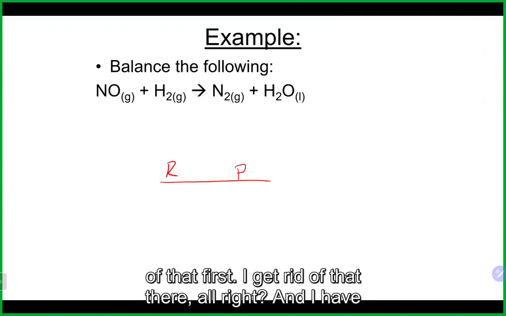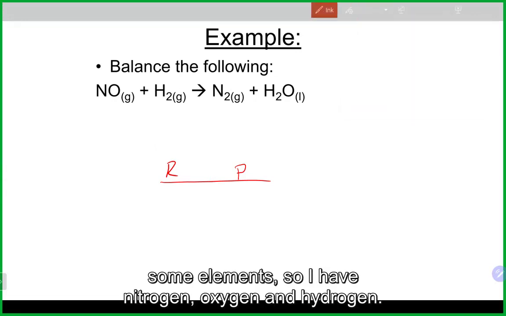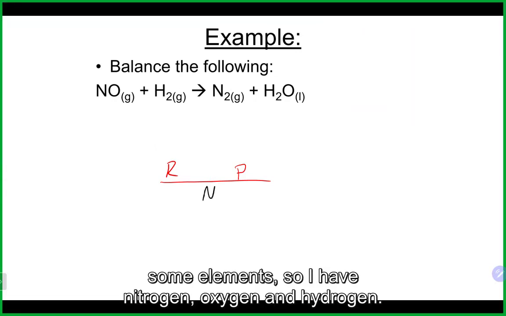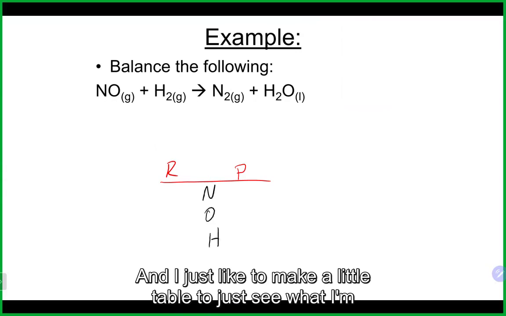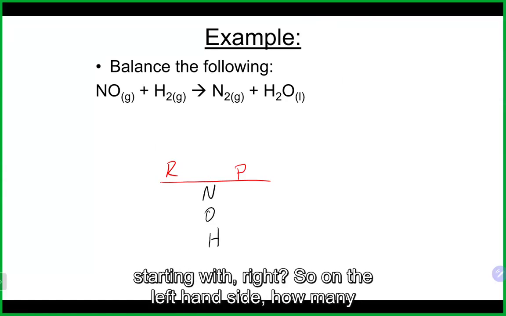Get rid of that there. All right, and I have some elements. So I have nitrogen, oxygen, and hydrogen. And I just like to make a little table to just see what I'm starting with, right?